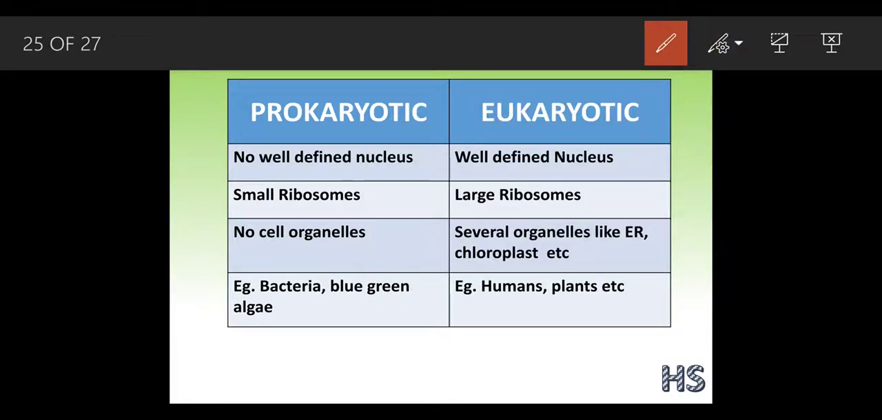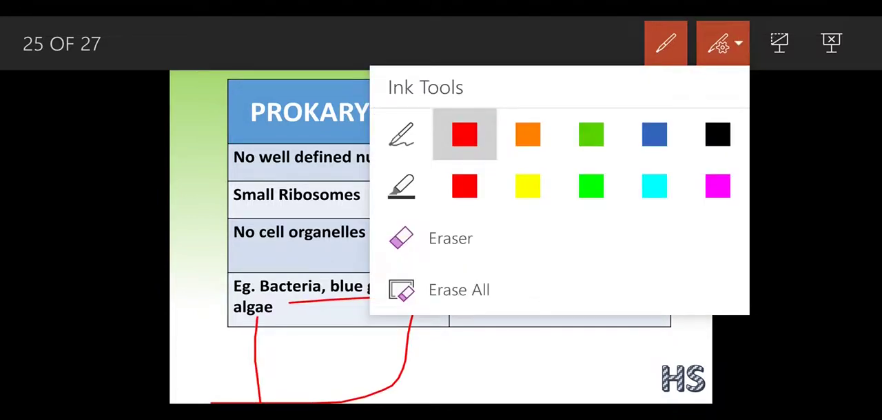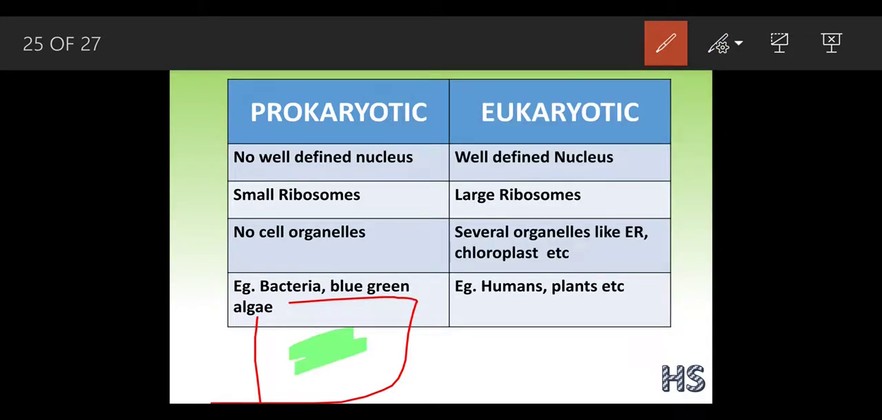What are the examples of prokaryotic? That is bacteria and blue green algae. Many times, if you have seen a pond, you can see green algae, that green color appearing. Suppose this is a pond, and some green colored organism is there inside this water. This is nothing but the blue green algae. This blue green algae is also called cyanobacteria.